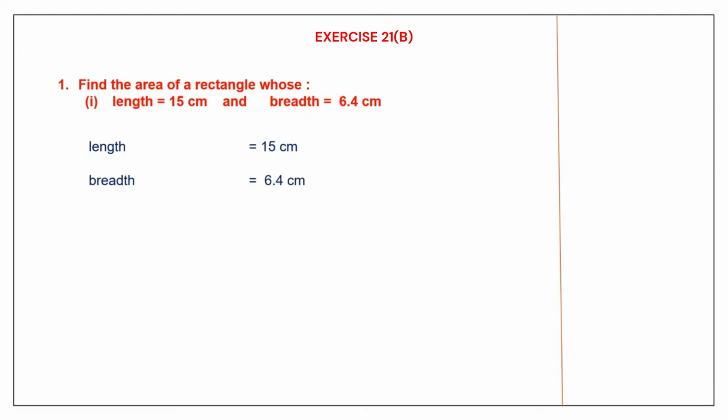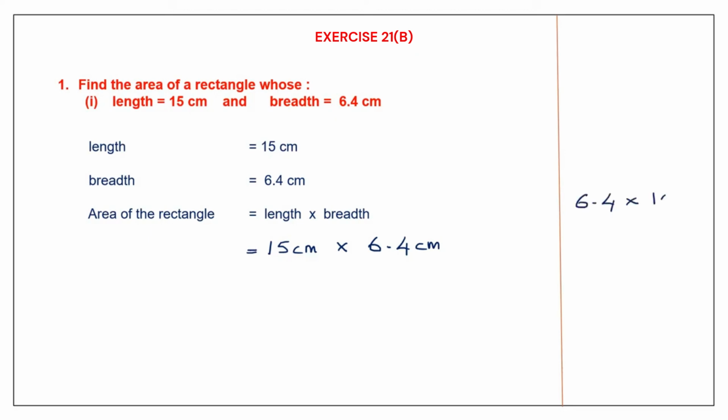Now we're going to find the area of this rectangle with the help of a formula. Area of the rectangle equals length into breadth. So we just have to multiply the length and the breadth. So the length is given to us as 15 centimeters. We're going to multiply this with the breadth, which is 6.4 centimeters. So let's multiply 6.4 into 15. Let's ignore the point. 64 into 15.